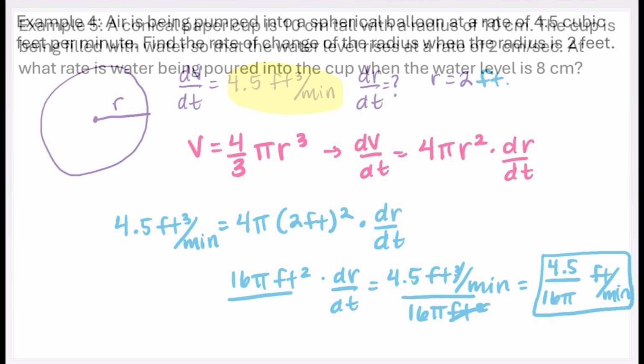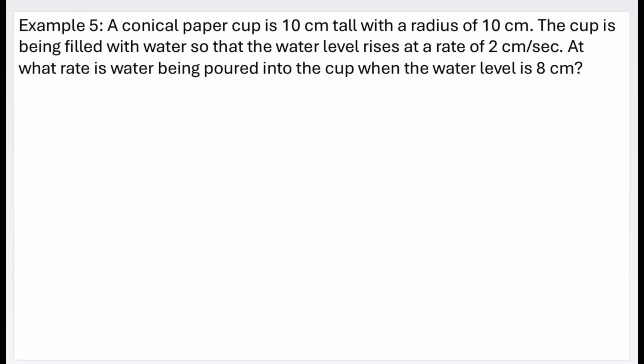Now, example 5. A conical paper cup is 10 centimeters tall with a radius of 10 centimeters. The cup is being filled with water so that the water level rises at a rate of 2 centimeters per second. At what rate is water being poured into the cup when the water level is 8 centimeters?